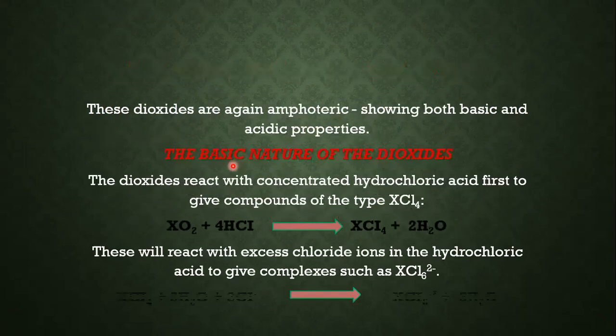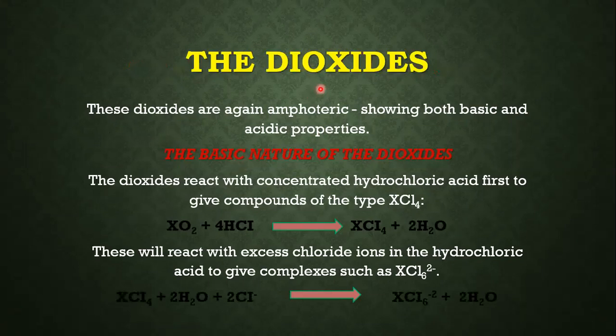The next are dioxides. Dioxides are also amphoteric in nature, that is, showing both acidic and basic behavior. First, we will study the basic nature of dioxides. Dioxides react with concentrated hydrochloric acid to give compounds like XCl4. These are the salts. These dioxides are reacting with HCl, which means these dioxides are basic in nature. In higher concentration, in presence of water and chloride ions, they give a complex ion solution, that is XCl6 2-.